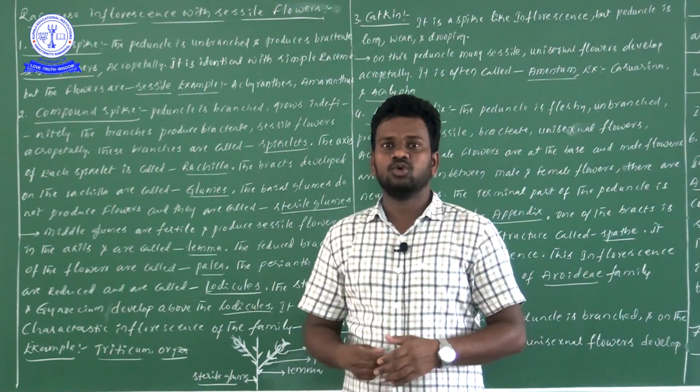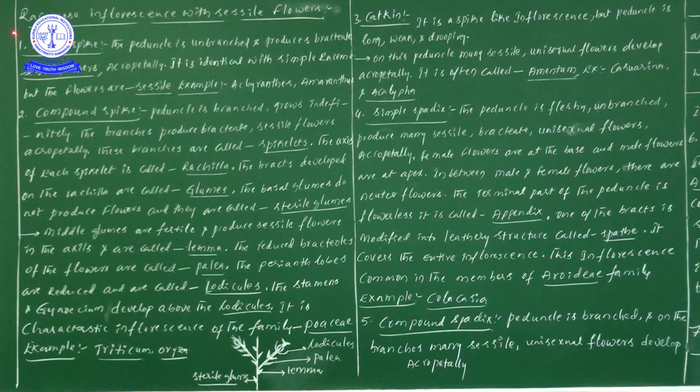So come, let us have a look at racemose inflorescence with sessile flowers. The first side heading is simple spike. One important point: this entire explanation is important from the NEET examination point of view. For you there is no public examination, but there is definitely a chance of one or two questions from this explanation, so listen carefully.